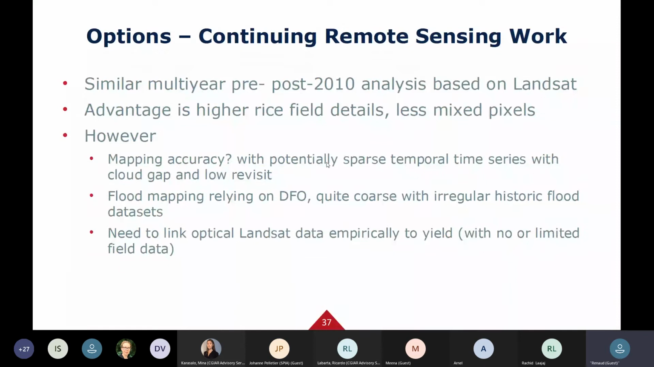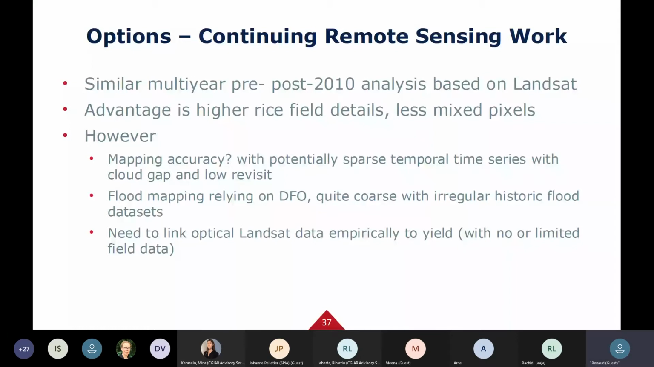So now options, based on what we've been discussing. Obviously one option is what Geoffrey has mentioned, which is to extend to multiple years, to more than 3 years, and still work with MODIS. We can also start bringing in Landsat with a similar multi-year pre and post 2010 analysis as we did. The advantage, as I mentioned, is obviously fewer mixed pixels, so higher field detail. However, mapping accuracy, especially with a potentially sparse temporal time series, is potentially still a hurdle and a difficult point.